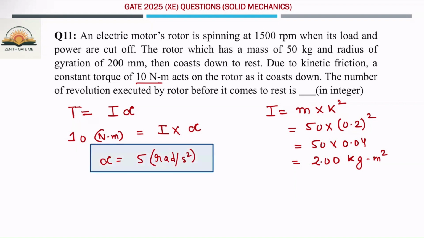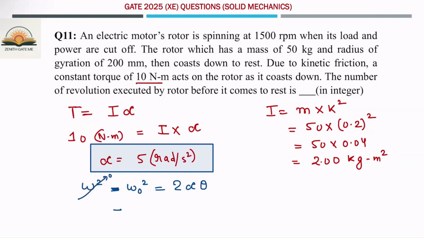But what do we have to calculate? You have to calculate how many revolutions the rotor can execute before coming to rest. Now, you know the relation omega square minus omega naught square is equal to 2 alpha into theta, where omega is the final angular velocity, omega naught is the initial angular velocity, alpha is the angular acceleration, and theta is the angular displacement. Before coming to rest means the final angular velocity will be 0.